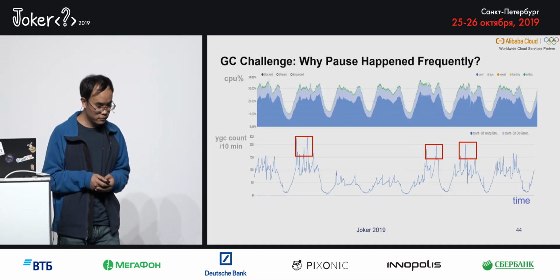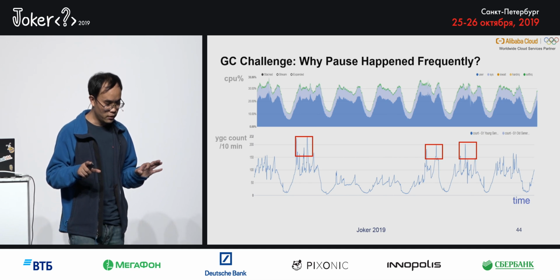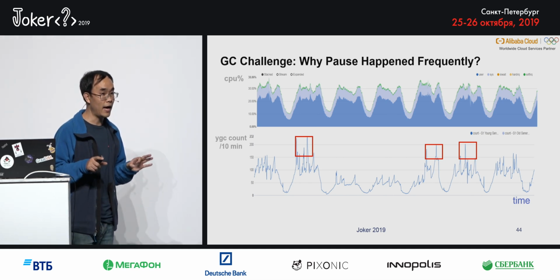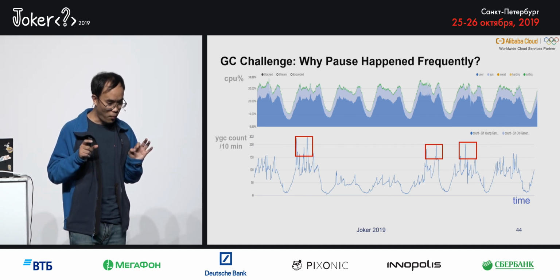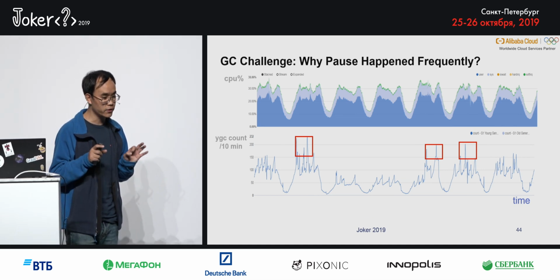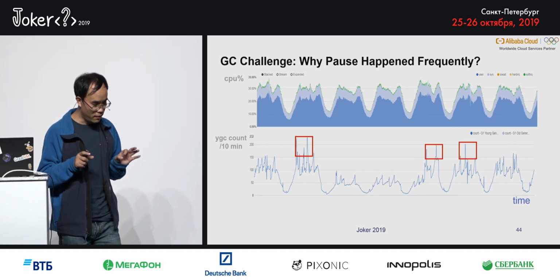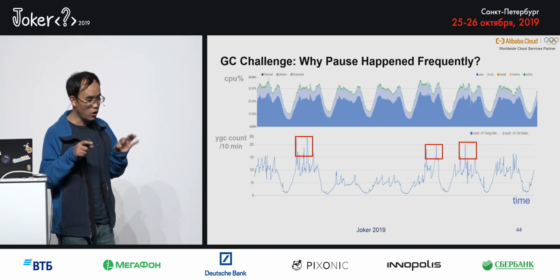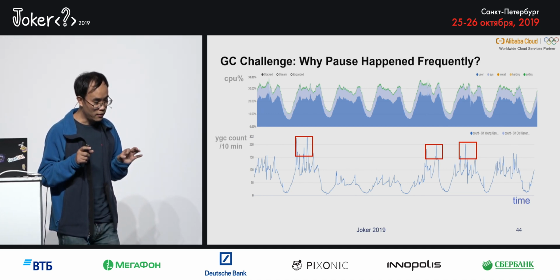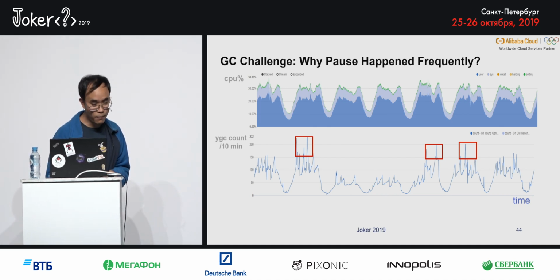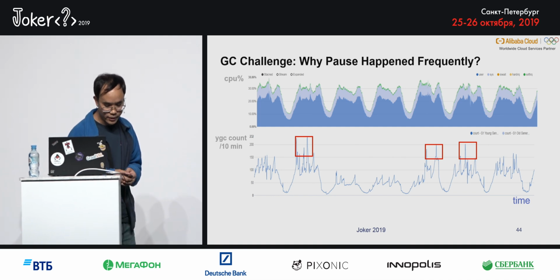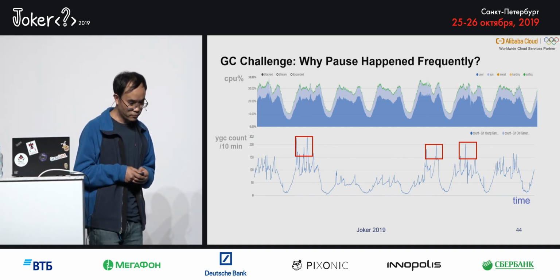Okay, let's look at this picture. This is our real case. I just gathered it from our production. The top picture is for CPU consumption. The bottom picture is for young GC count. Both of them are from the same application.